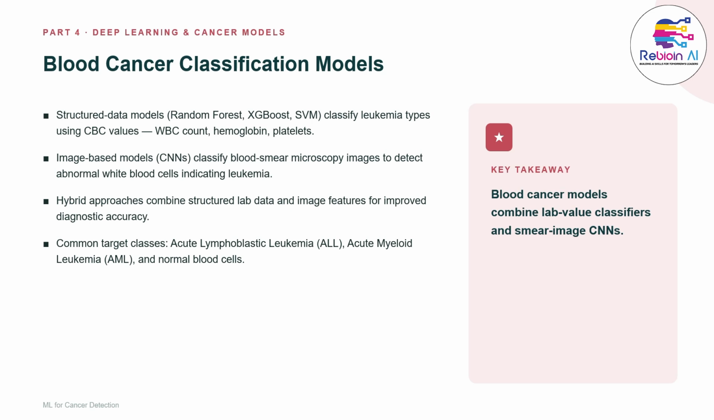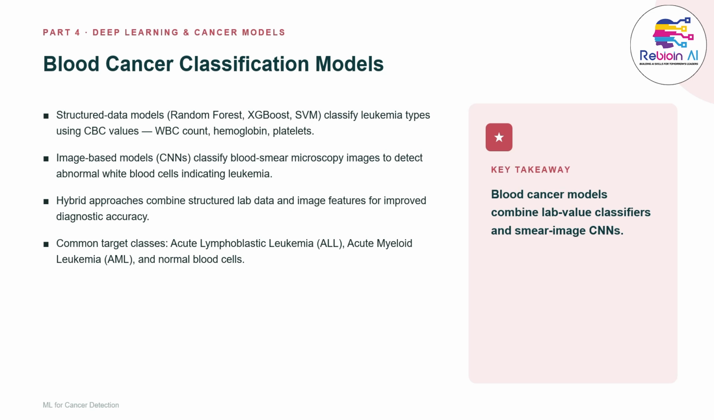Now let's get specific and look at how these algorithms actually get applied to blood cancer. There are two parallel approaches. The first uses structured lab data models like random forest, XGBoost, or SVM trained directly on CBC values, that is, white blood cell count, hemoglobin, platelet count. The second uses image based models, that is CNN trained on microscopy images of blood smears, learning to visually spot the distorted shapes characteristic of leukemia cells.